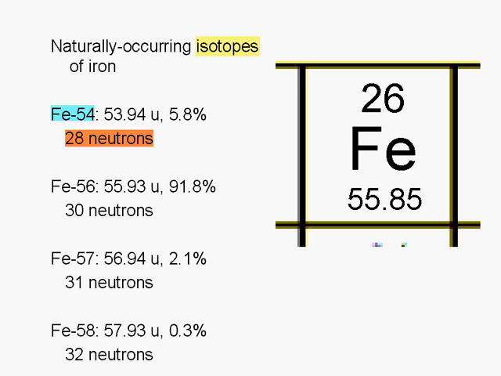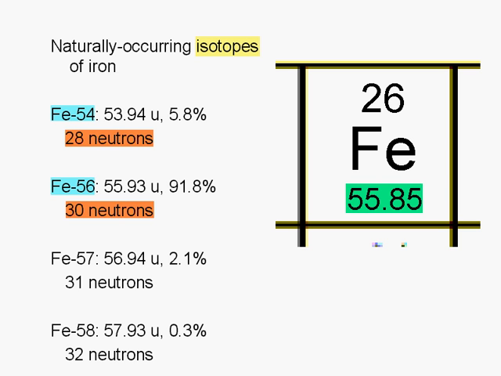Similarly, iron atoms with 30 neutrons have a mass number of 56. These atoms each have a mass of 55.93 atomic mass units, or 56 atomic mass units if we round off to the nearest whole number. So how are these masses related to the number we see in the periodic table?